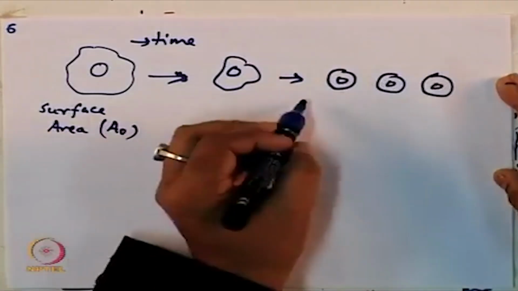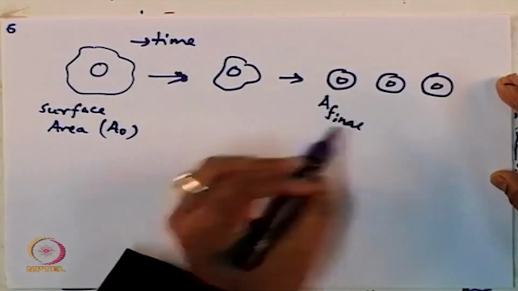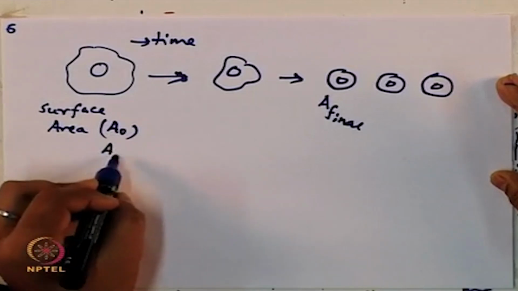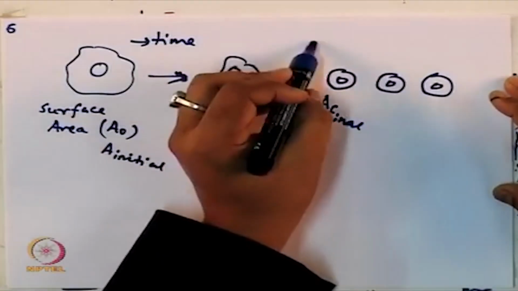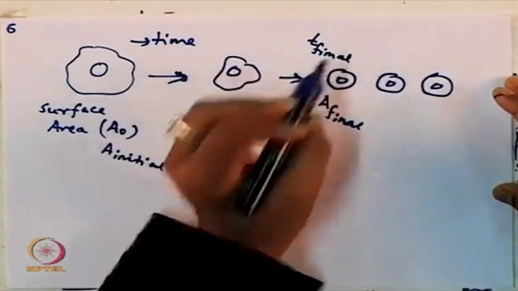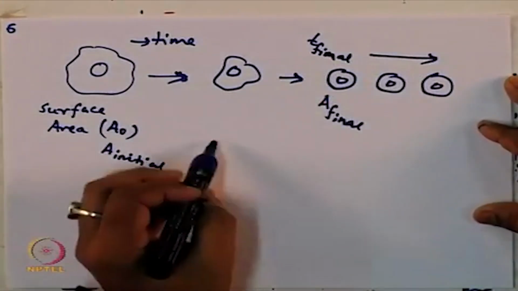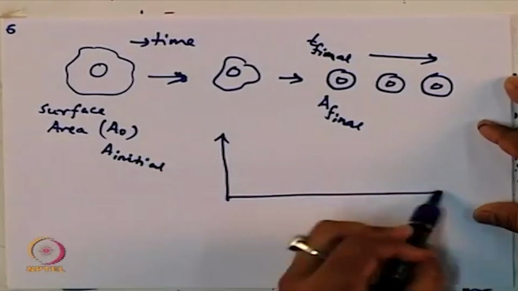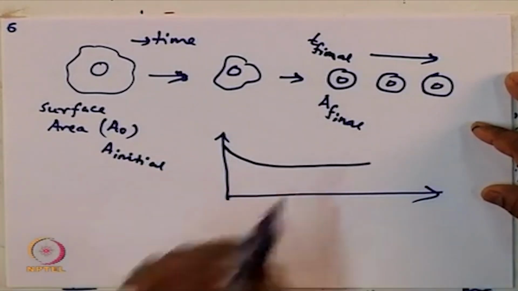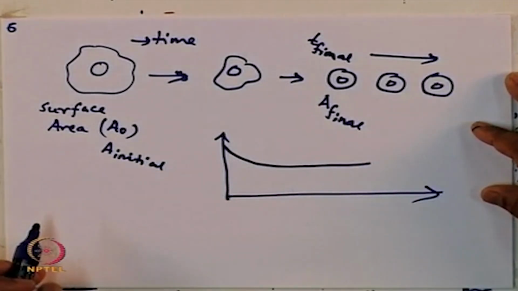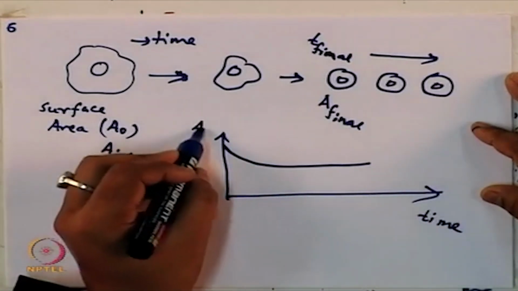So, if I call this A f or A final, I can also write A 0 or A initial. After T final, this is constant. So, if I were to plot this particular area as a function of time, it will look something like this. This is my time axis, this is my area axis.